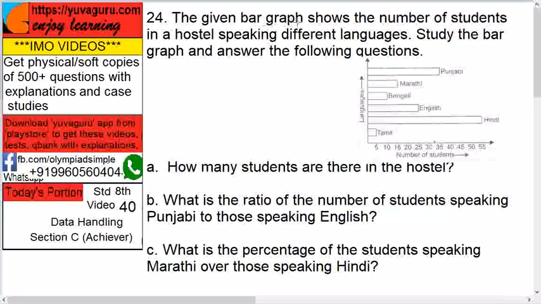The given bar graph shows the number of students in the hostel speaking different languages. Various languages. Study the bar graph and answer the following questions. Question number 1. How many students are there in the hostel? Firstly, what is given? Various languages: Punjabi, Marathi, Bengali, English, Hindi and Tamil.